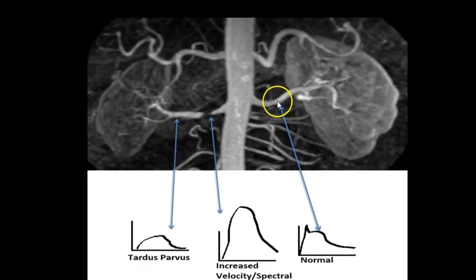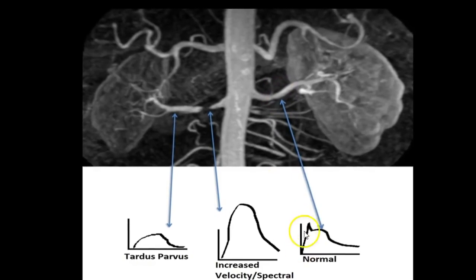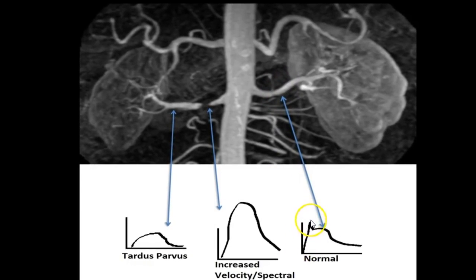If you Doppler this area, it's going to be a normal waveform. Nice, sharp, fast acceleration time, and dicrotic notch with a lot of diastolic flow. If you Doppler here at the stenosis, you're going to have very, very high velocities if there is still flow left. Spectral broadening. The velocities can be anything above 180, but it can be 200, 300.